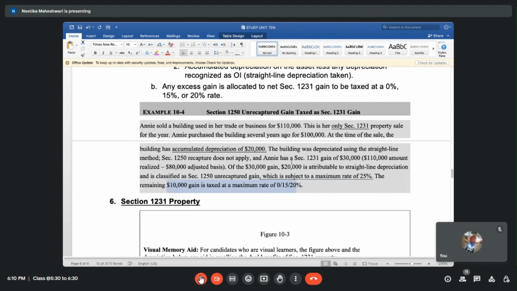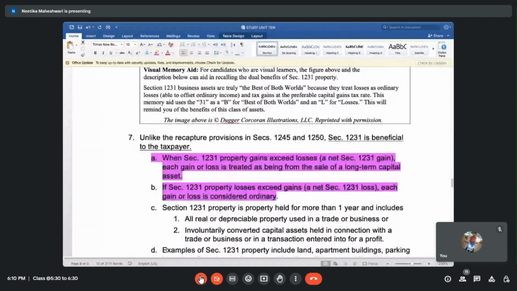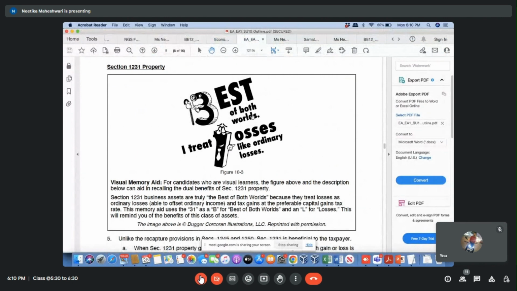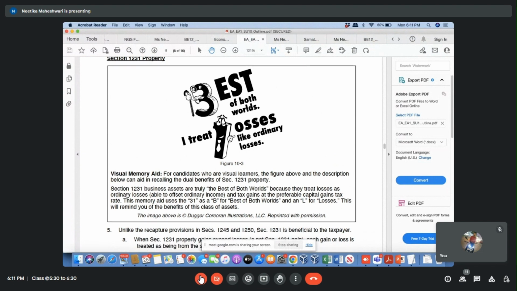Okay, one minute, let me just see if we can go over this picture. What they are saying is best of both worlds. This is definitely one of the best sections for the taxpayer. I treat losses like ordinary losses. So section 1231 business assets are truly best of both worlds because they treat losses as ordinary losses.